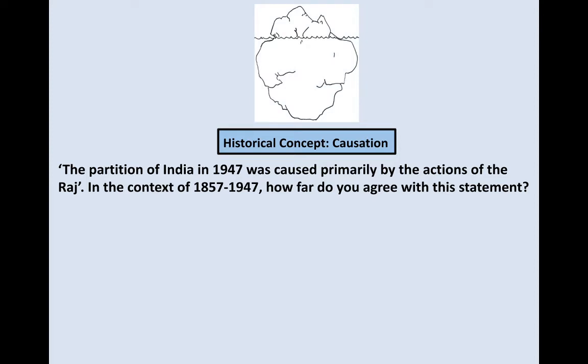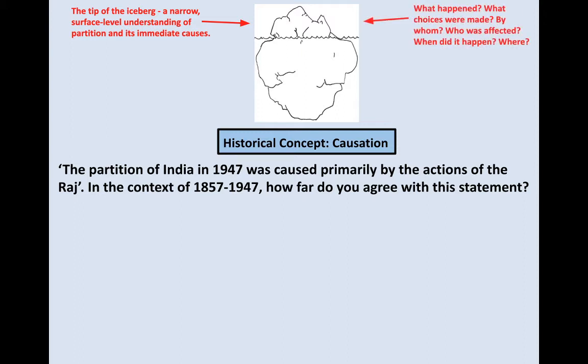So one of the things I did on Monday was explain this question with the classic iceberg example. The tip of the iceberg, the part that sits above the water, really represents a narrow surface level understanding of partition and its immediate causes. So we're thinking about things like what happened, what choices were made, by whom, who was affected, when did it happen, and where.